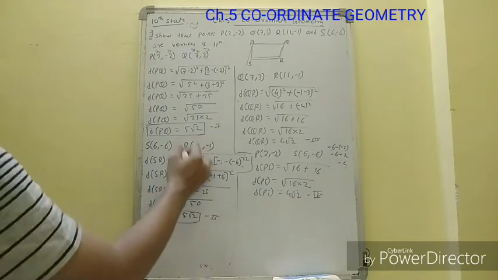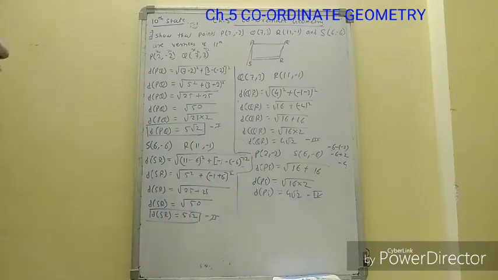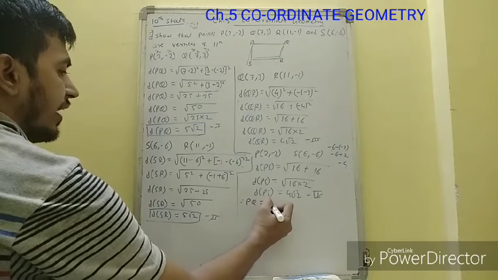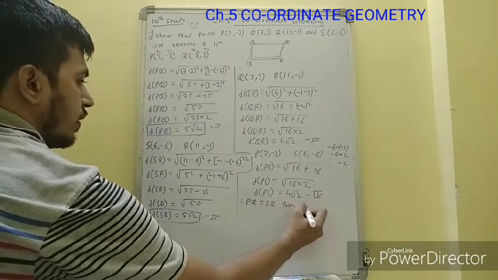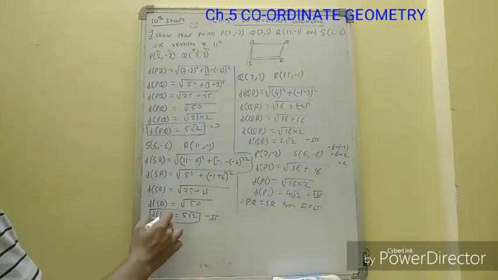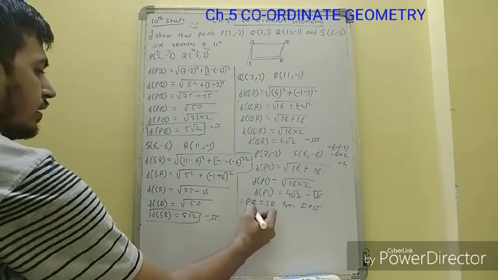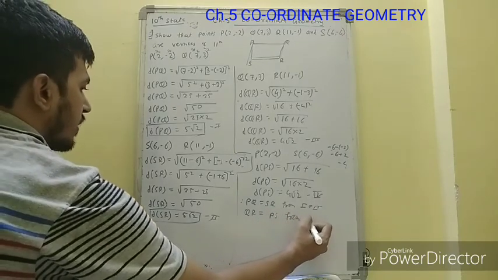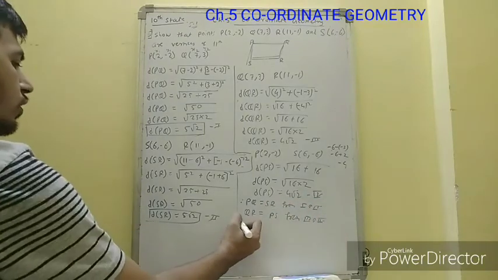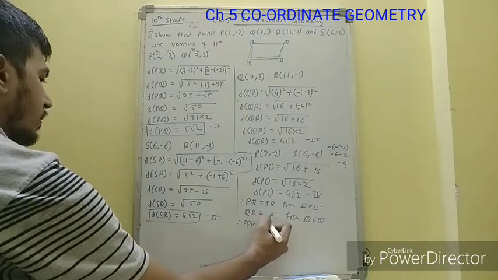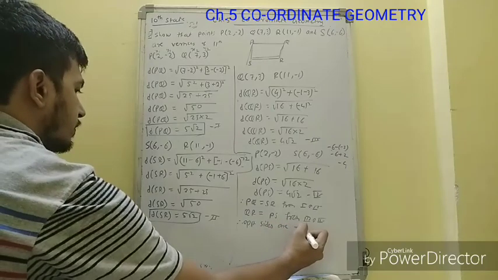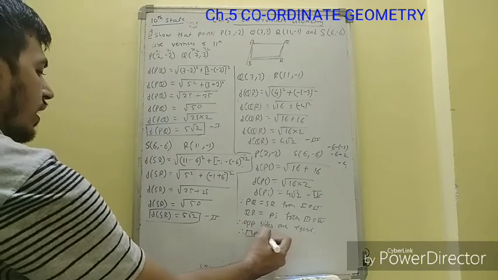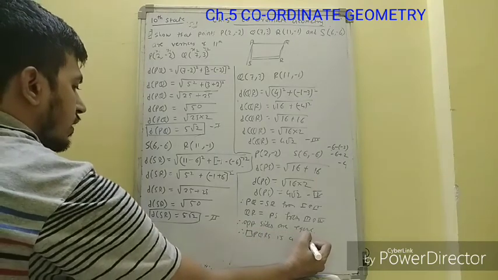So we can see that from 1, 2, 3 and 4, opposite sides are equal. So I can say that PQ is equal to SR from 1 and 2, and QR is equal to PS from 3 and 4. Therefore, opposite sides are equal. Therefore, quadrilateral PQRS is a parallelogram.